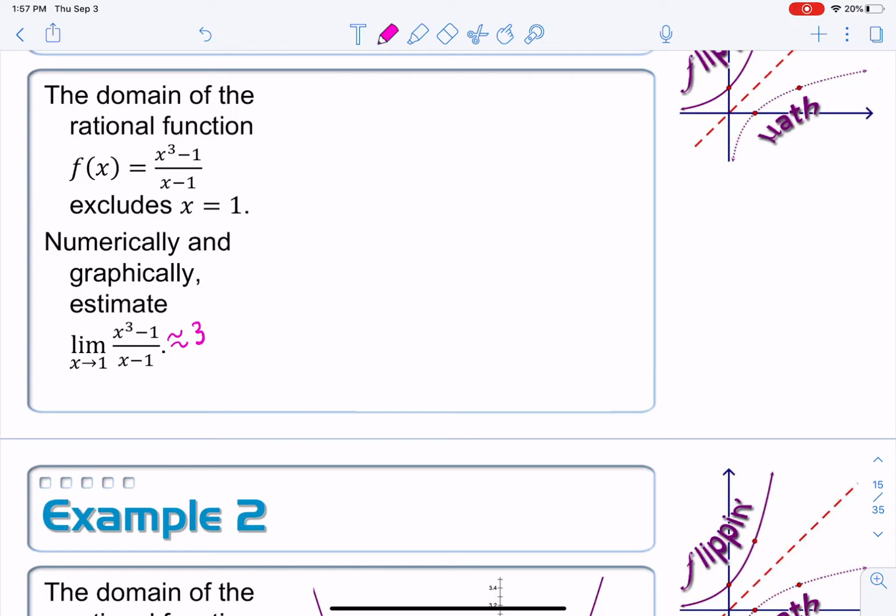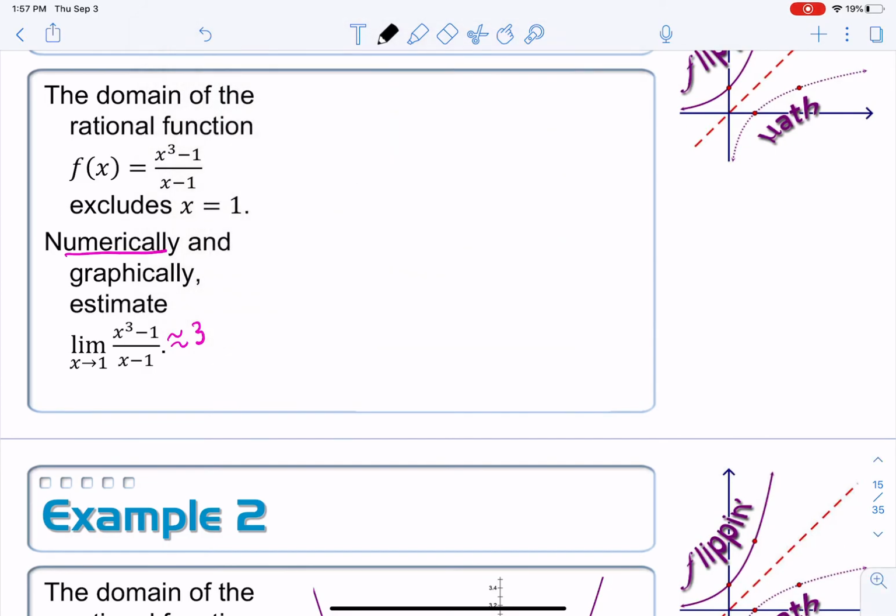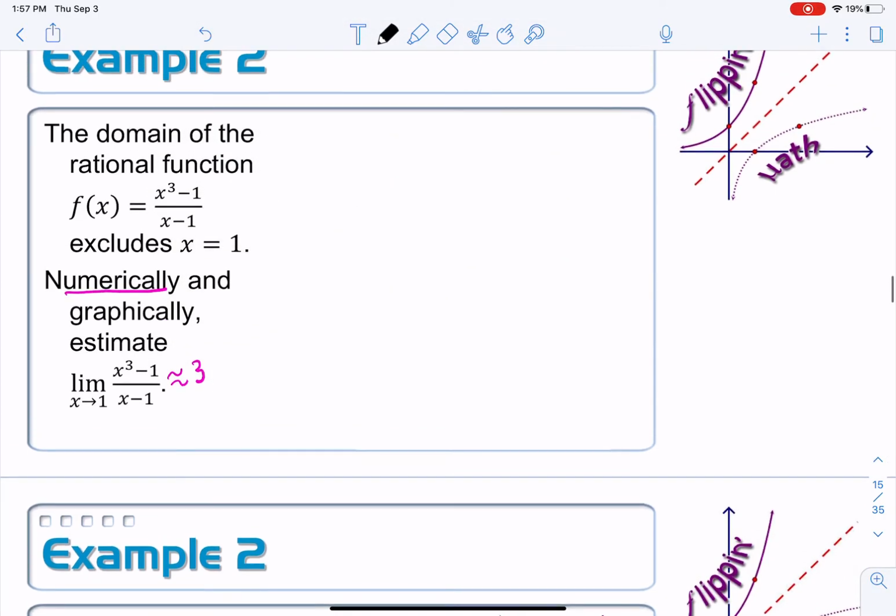But right now, we're just estimating them. The other way that we can estimate them is numerically. And numerically, I'm going to look at a table of values, and I want to populate the table myself. I don't want it to auto-generate. And so let's build a table here of what that would look like.